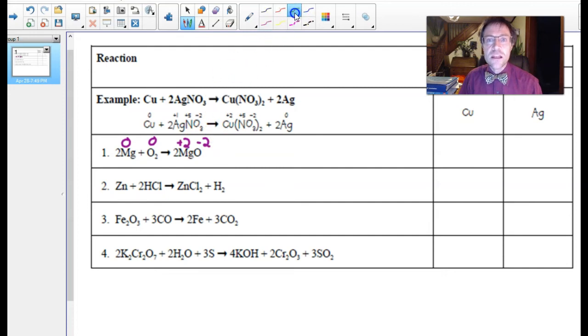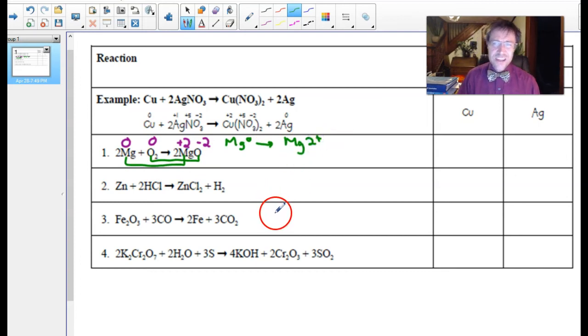Delightful. So then what I do is connect the ones that have changed. Granted, there's only 2 here, so it's not really necessary for this one, but it's to learn the technique. Then I like to come over here to the side. I'm just going to start with magnesium. It goes magnesium 0 turned into magnesium 2+.